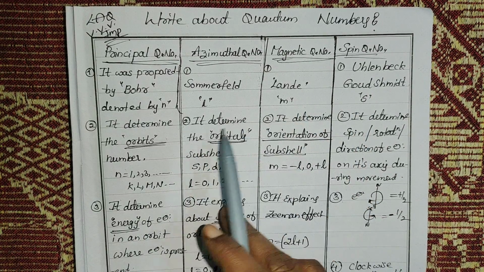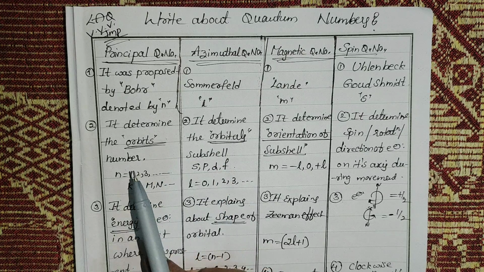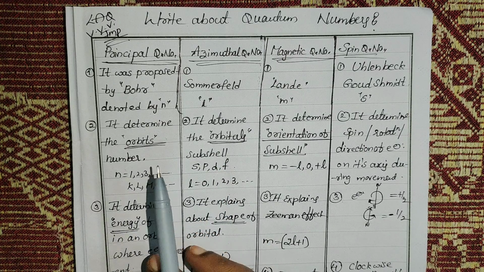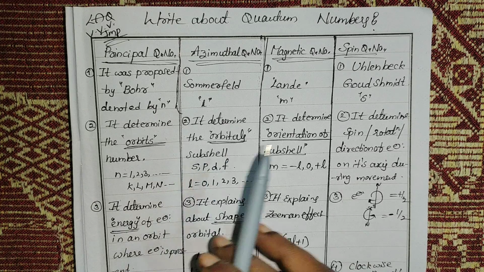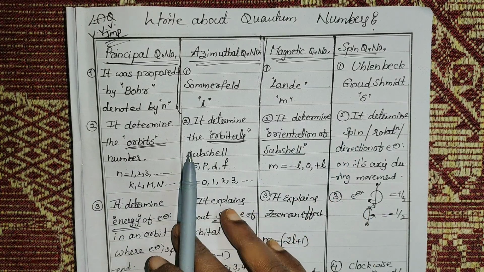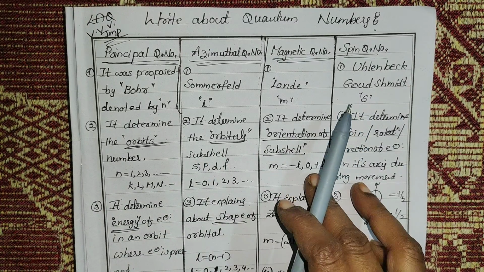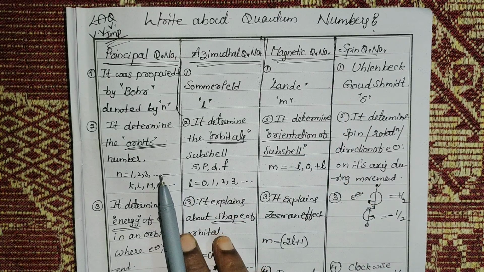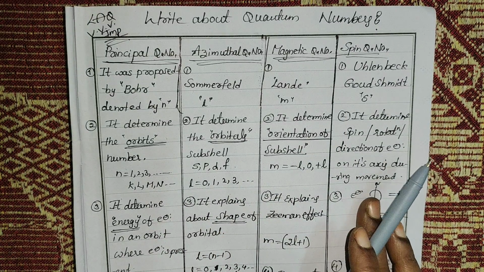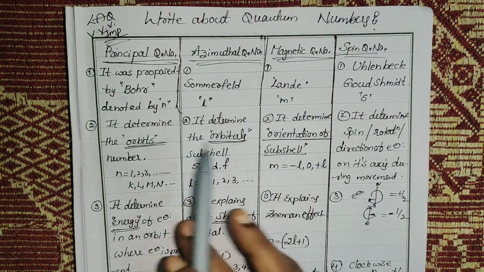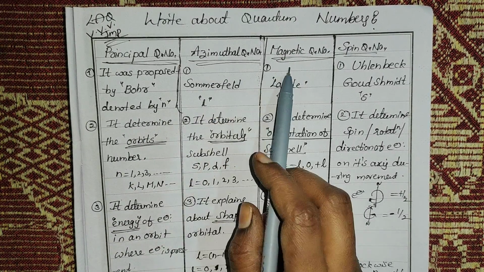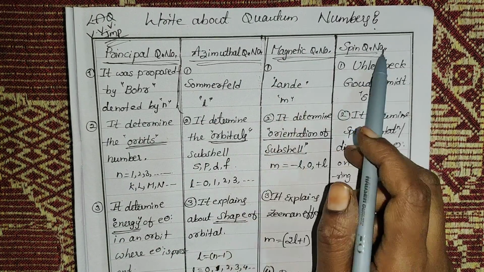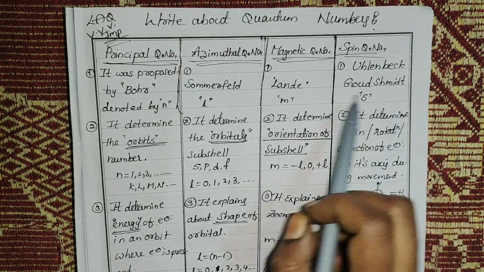Quantum numbers explain about the electron, where it is present. Complete information is given by these quantum numbers: what is the shape, which type of spin is present, how much the energy is. The principal quantum number was proposed by Bohr, the azimuthal quantum number by Sommerfeld, the magnetic quantum number by Landé, and the spin quantum number by Uhlenbeck and Goudsmit.